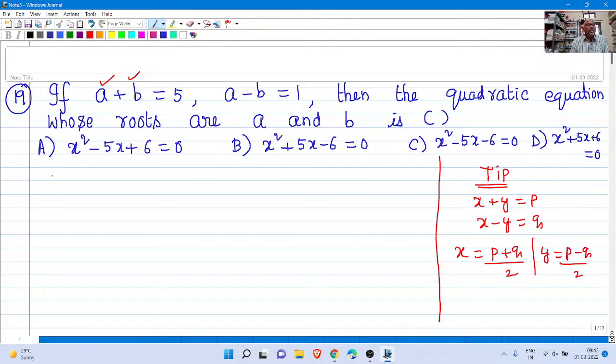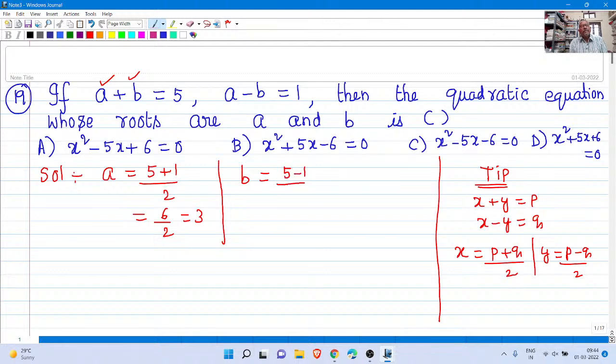So how to find out a comma b here? Very simple, you see. A is equal to 5 plus 1 by 2 write down. That is 6 upon 2 will be 3. That means one of the roots is 3. B value is equal to 5 minus 1 upon 2. That is 4 upon 2, that is 2. That means one root is 3, other root is 2.